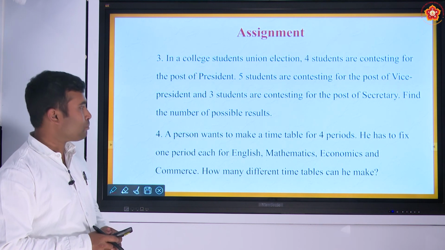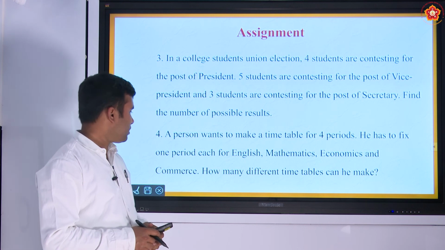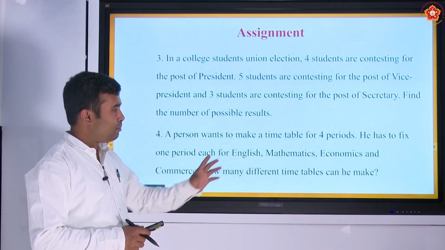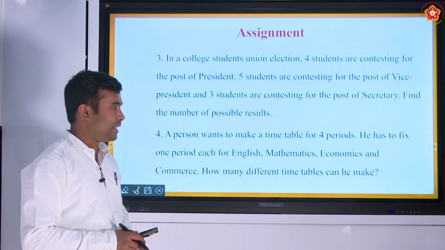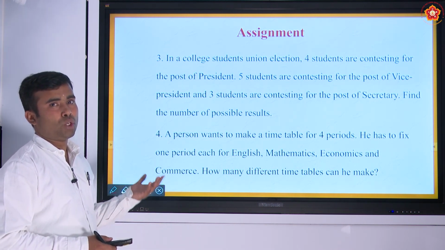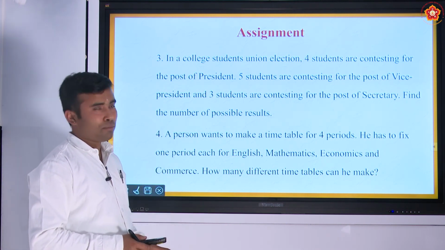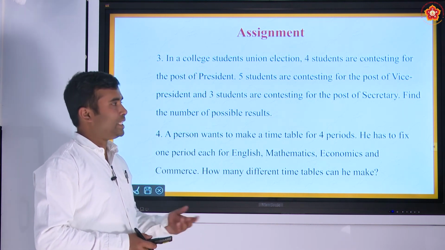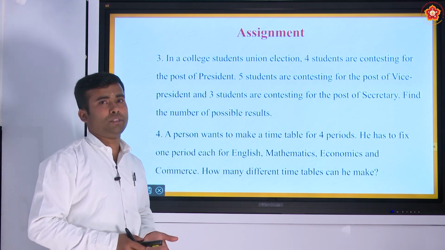And another question: a person wants to make a timetable for 4 periods. He has to fix 1 period each for English, mathematics, economics and commerce. How many different timetables can he make? Obviously 4 into 3 into 2. In this 4 into 3 into 2 ways he can make it. So understand the problem and find out the solution. Think before you do. It will be more about the counting principles only.